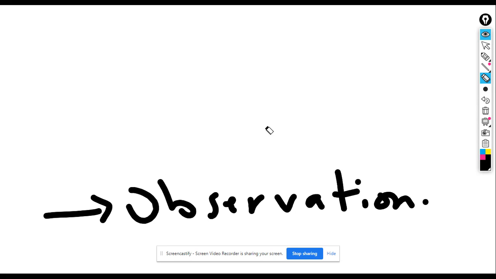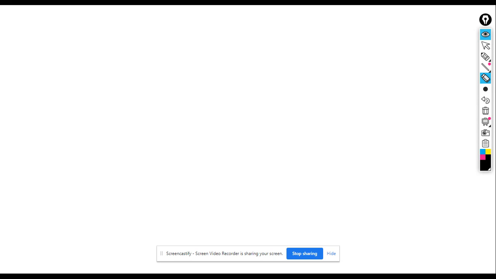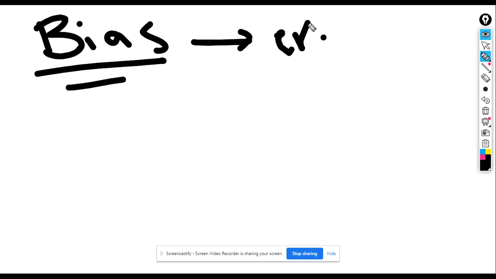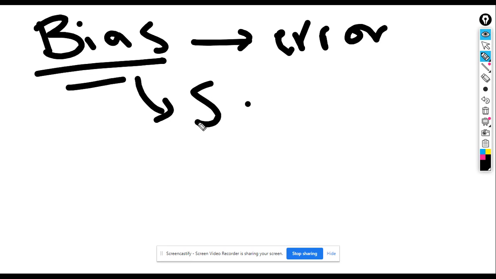Now I'm going to talk about bias. Bias means error. This error may be because of the design of the experiment, or in a survey, I make a survey biased. So if I'm talking about the sampling, it is a source of bias.